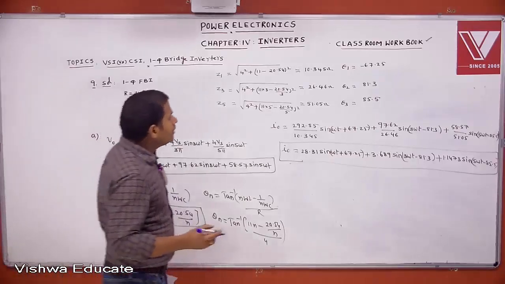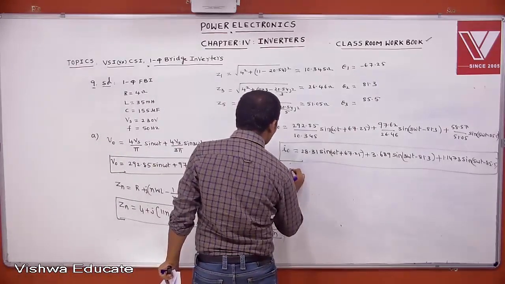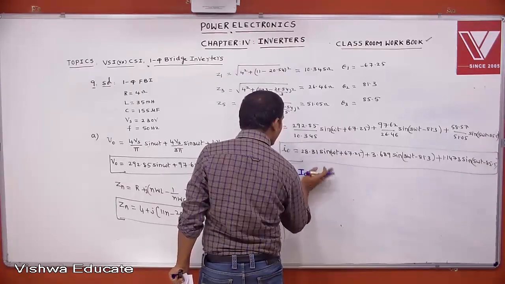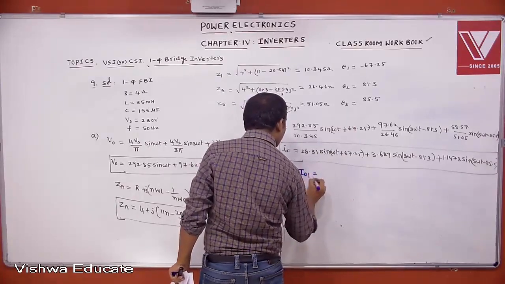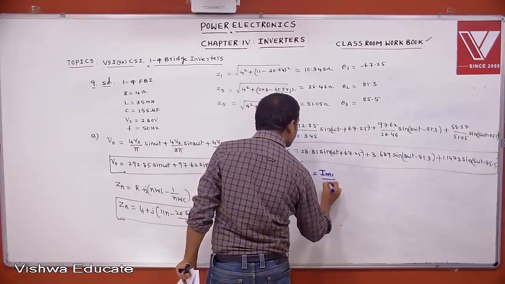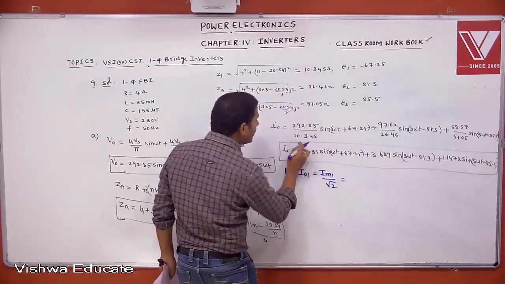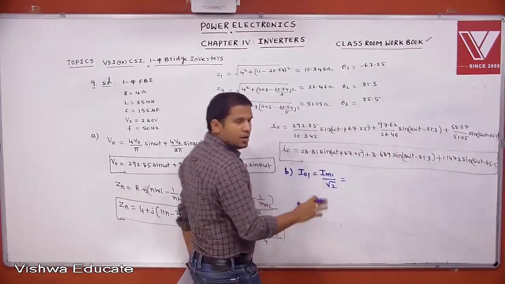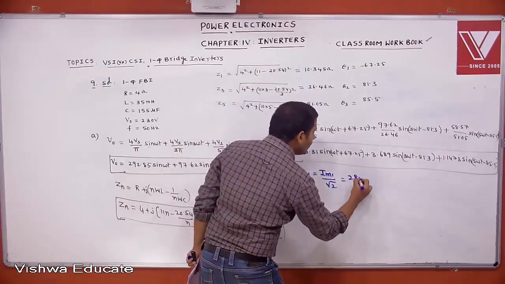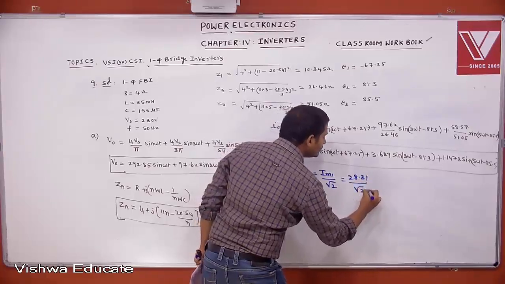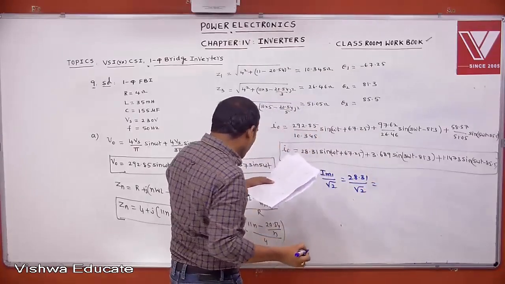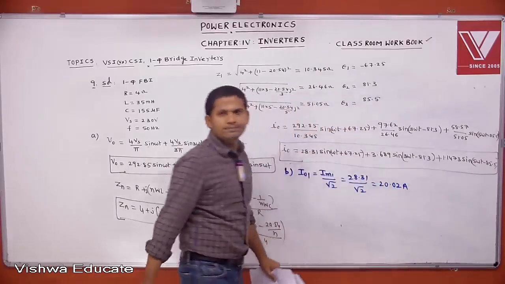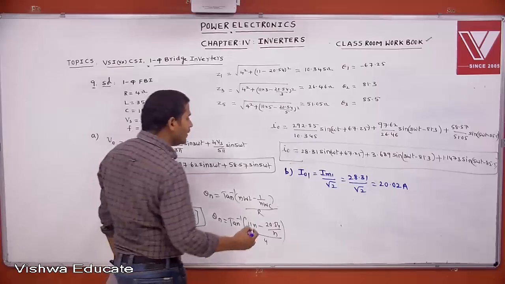Yes. This is question number B. RMS value of fundamental load current. I01 equals Im1 by root 2. What is Im1? Only fundamental. This is the fundamental component, this is the third harmonic, fifth harmonic. Fundamental current means that is 28.31 by root 2. Then how much you can get? 20.02 amperes. That is question number B.